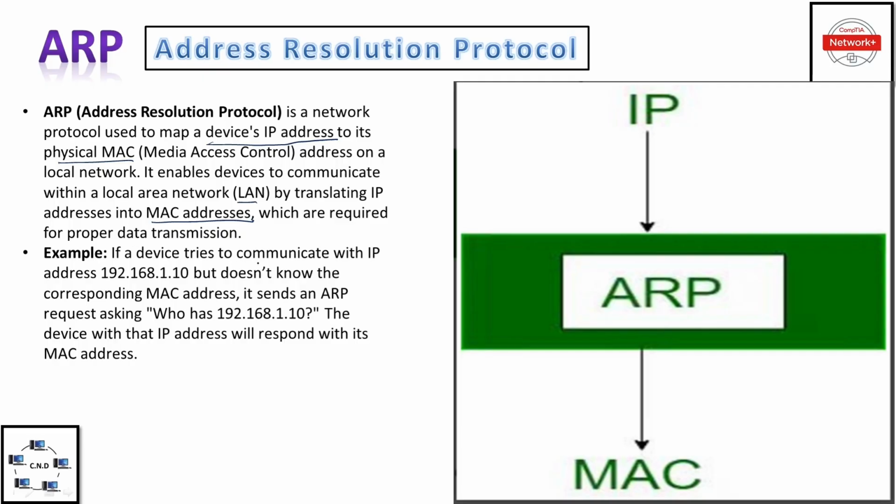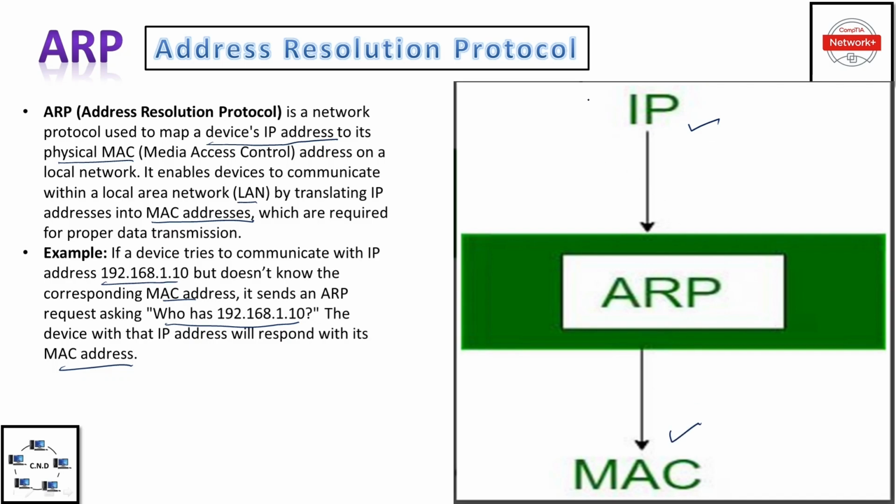For example, if a device tries to communicate with IP address 192.168.1.10 but does not know the corresponding MAC address, it sends an ARP request asking who has 192.168.1.10. The device with that IP address will respond with its MAC address. So in short, ARP is used to translate the IP address to the MAC address.